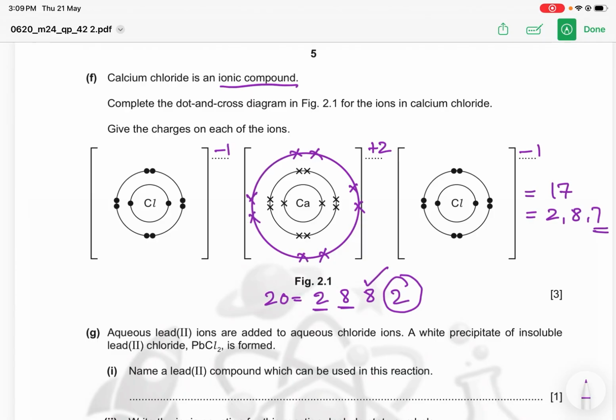Similarly, in chlorine, we have to draw one more shell where there will be 7 electrons of chlorine and 1 electron of calcium.